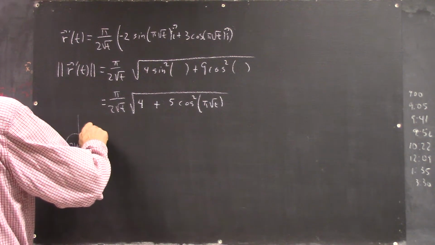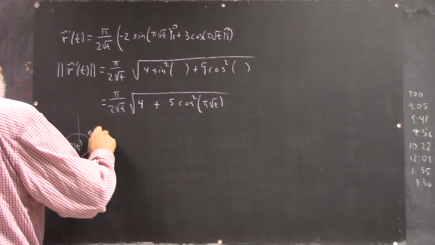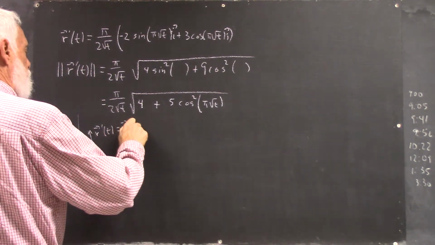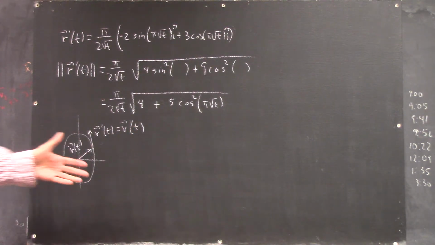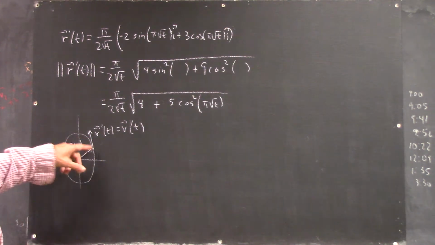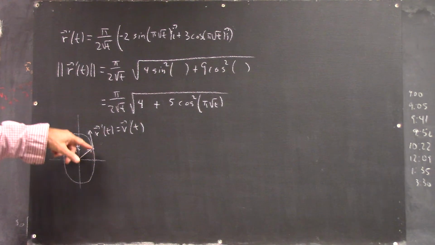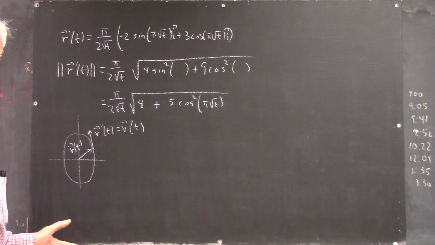And here's your r prime, which of course is your velocity function, right? And you've got an acceleration function that's a derivative of this, right? Now right here, is this thing speeding up or slowing down? Slowing down. Maybe. But maybe since the ellipse is getting more and more elongated, it's speeding up, okay? So you want to think about that.